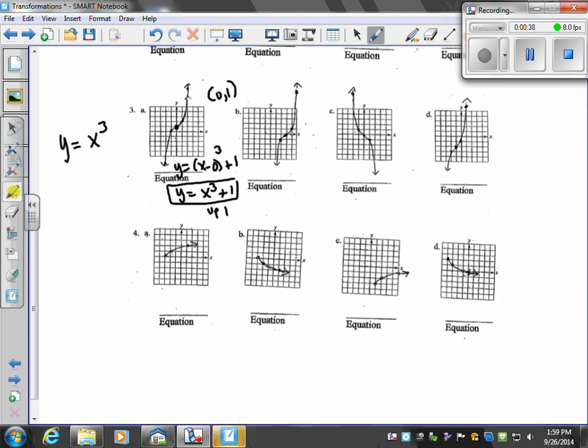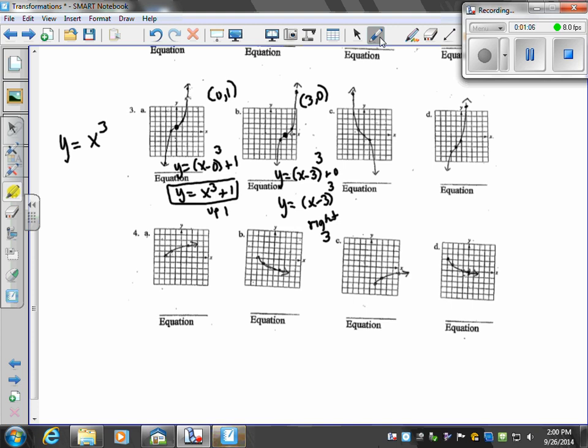Alright, for this next one, this middle portion right there, we name it as 3, 0. So we have y equals x opposite of 3 cubed, and then plus 0, which we don't need. So y is equal to x minus 3 cubed, and it's our parent graph shifted to the right 3 units.